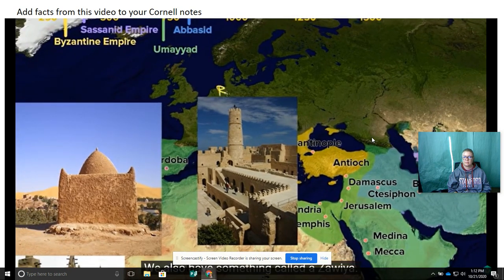We also have something called a zawiya. So here's an example of one. Similarly, this was a place of learning. It was a place of worship. People often lived there for a long time. So they have this monastic tradition that created a permanent presence for Islam along these routes.